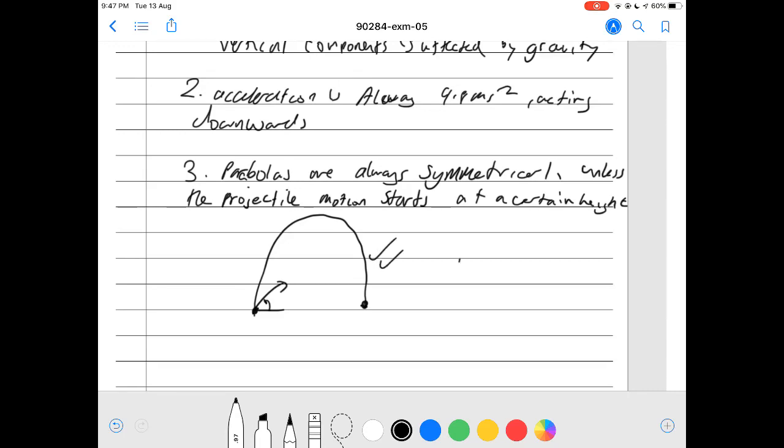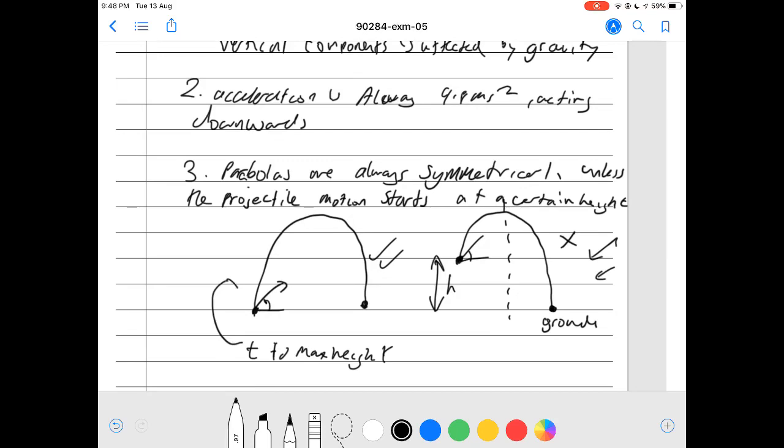However, in this case, this is not a symmetrical parabola, okay? It's not symmetrical because I'm starting at a certain height, this h above the ground. So this is the h when it hits the ground. And our starting point is higher than our landing point, so if I drew a line there, the left side does not equal the right side. Therefore, in this case, the parabola is not symmetrical, okay? So in this case, you need to carry out a separate calculation. For example, you found the time to reach the max height.